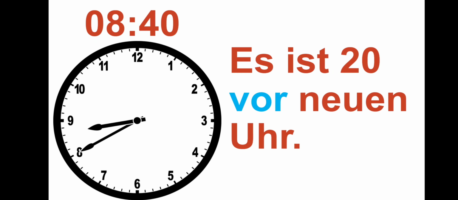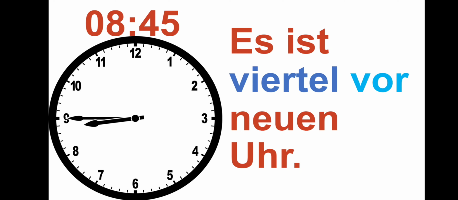Now 8:40 is called Es ist 20 vor 9 Uhr. Es ist 20 vor 9 Uhr. So I told you the exact meaning of vor is before. So it's 20 minutes left to become 9. The clock says this.